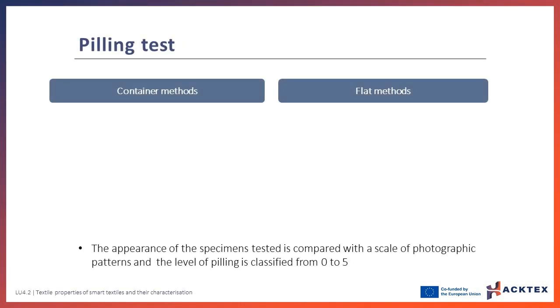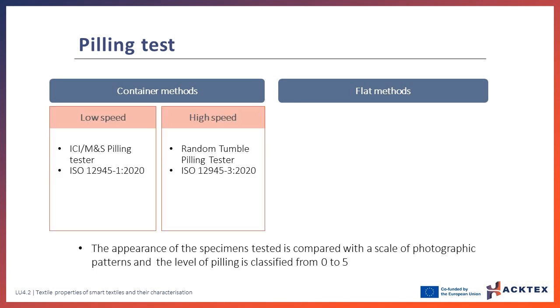Pilling tests consist of submitting the specimens to mechanical friction, to evaluate their appearance afterwards by comparing them with a scale of photographic patterns. There are two types of methods to determine the resistance to pilling of the textiles: the container methods, and the flat methods. The container methods are the best to simulate the behavior of a fabric during use.